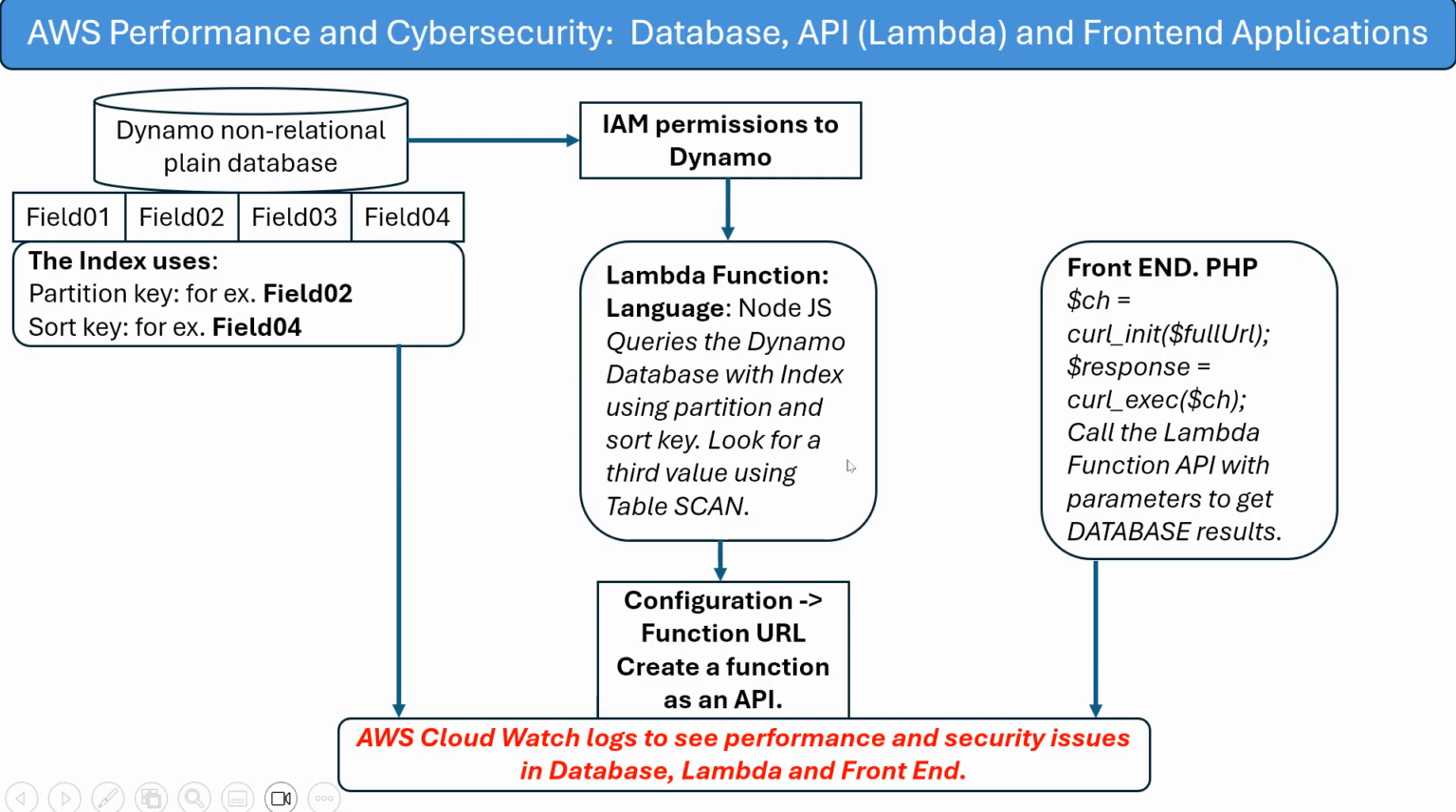This is the general structure of the solution. Here we have the Dynamo non-relational plain database. We are going to learn how to define the Lambda with permissions to the Dynamo table, and how to expose the URL of the Lambda to the front end in PHP.